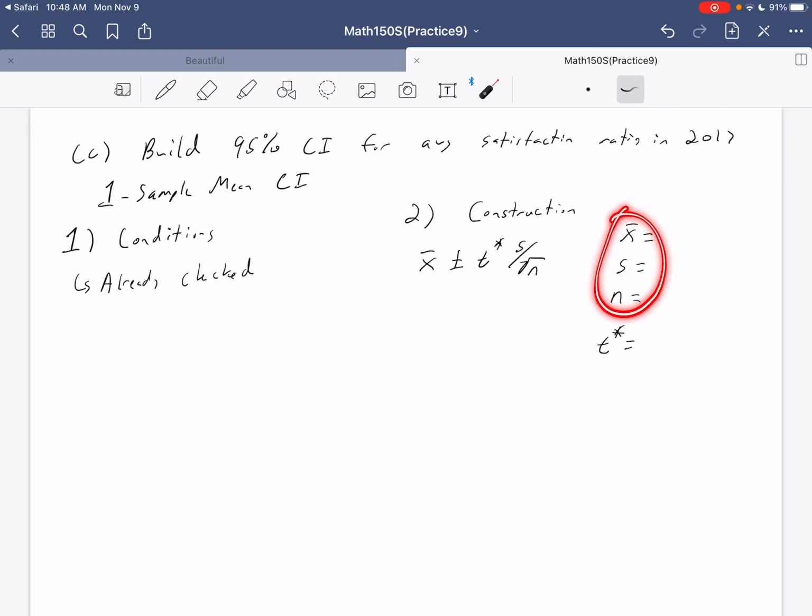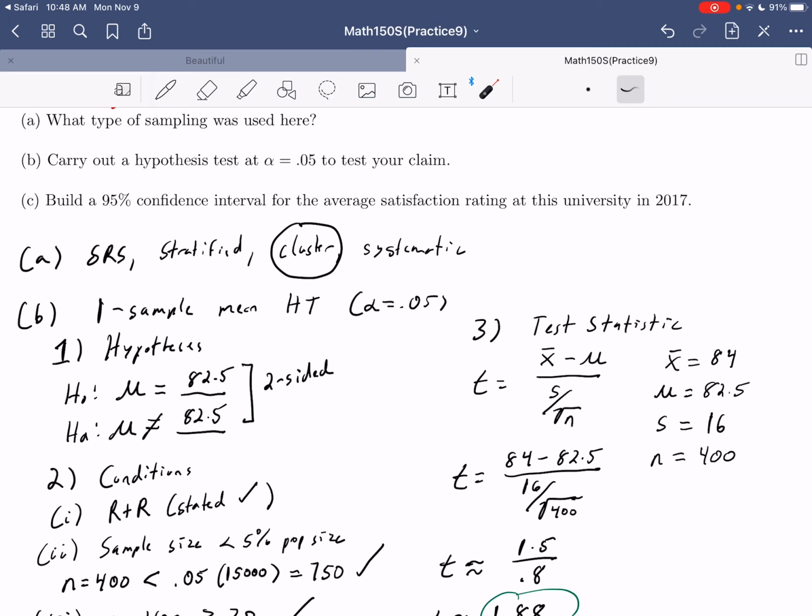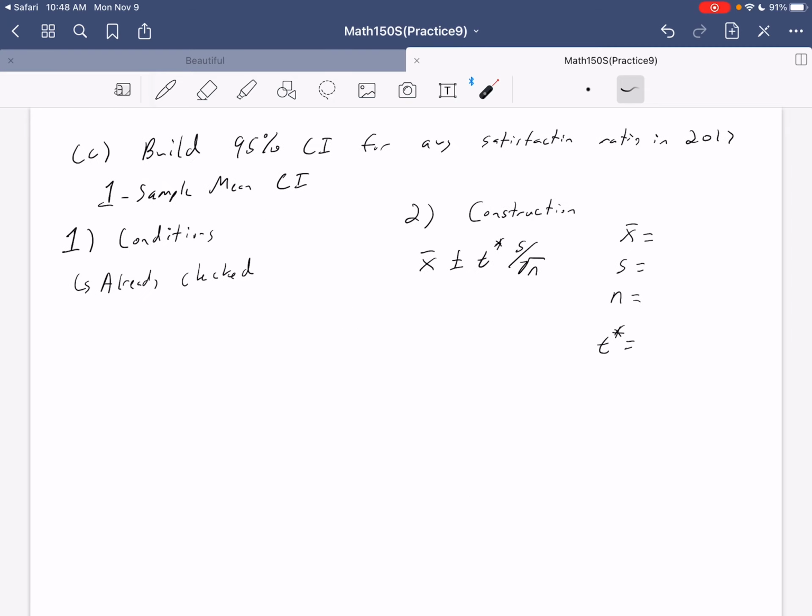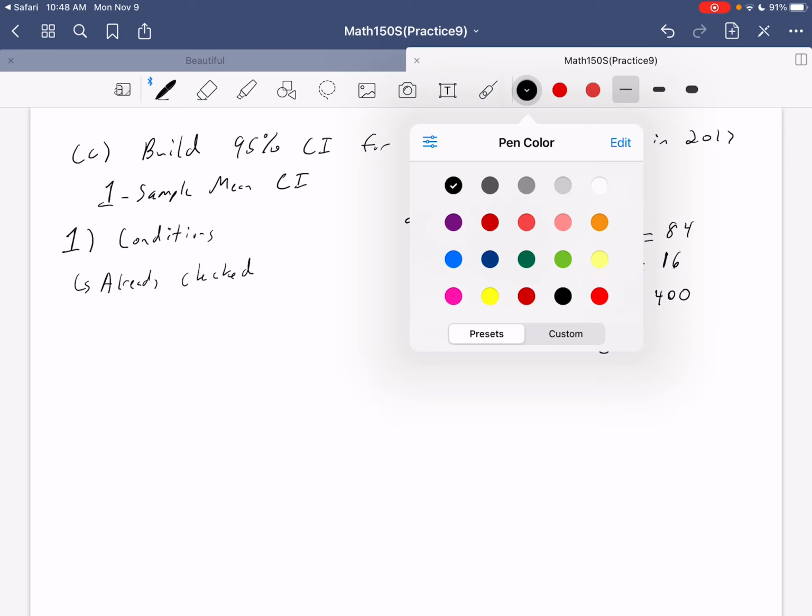All the sample stuff we can just carry over. So the x bar was 84, sample standard deviation 16, and n was 400. So we've got 84, 16, and 400. This t star, we need to look that up.